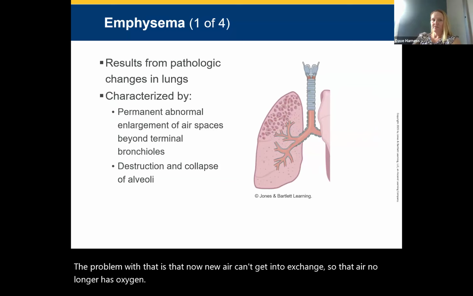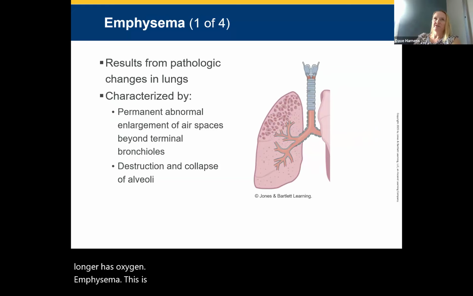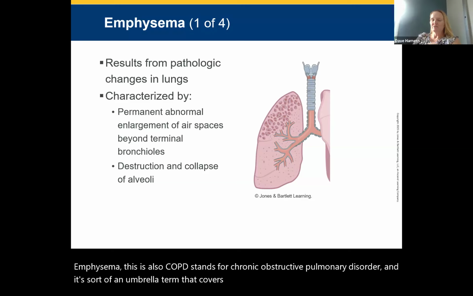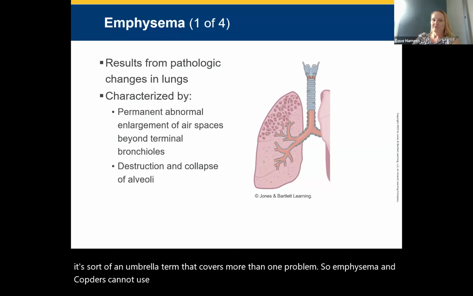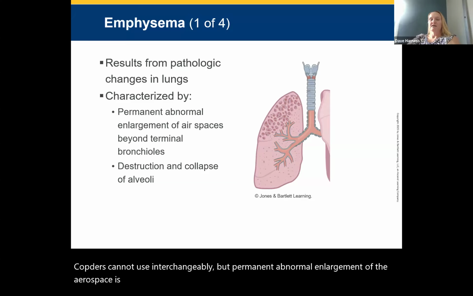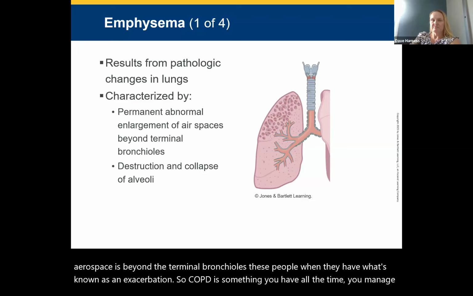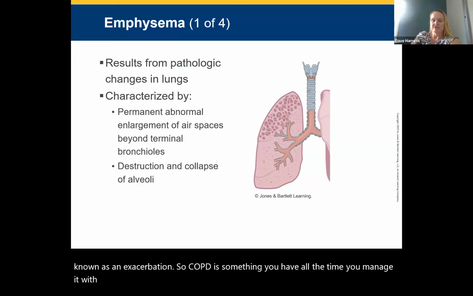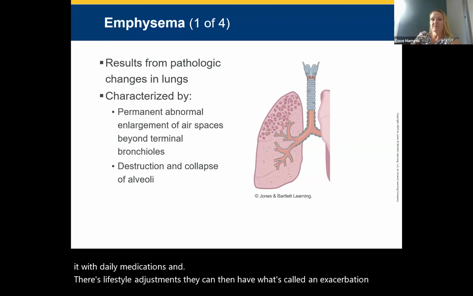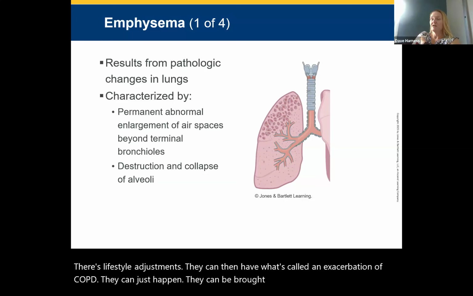Emphysema. COPD stands for chronic obstructive pulmonary disorder, and it's sort of an umbrella term that covers more than one problem. So emphysema and COPD are kind of used interchangeably. But it is a permanent abnormal enlargement of the air spaces beyond the terminal bronchioles. These people, when they have what's known as an exacerbation, so COPD is something you have all the time. You manage it with daily medications and behaviors, lifestyle adjustments. They can then have what's called an exacerbation of COPD. They can just happen. They can be brought on by a respiratory illness on top of the COPD, like a cold or bronchitis.